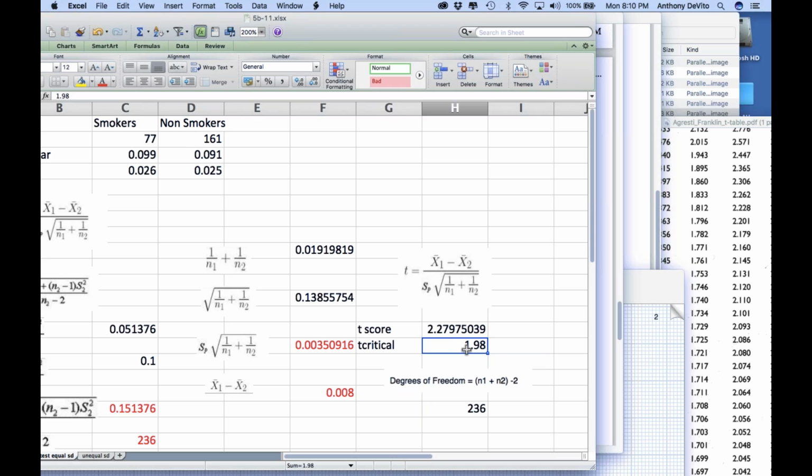Can I reject my null hypothesis? No. Yeah, I'm with you, Vicky. I would use about 1.96. No, hang on a second. My t-score is bigger than t critical.